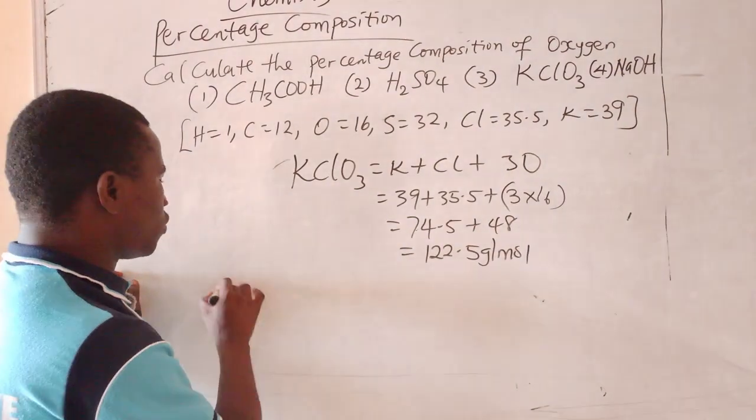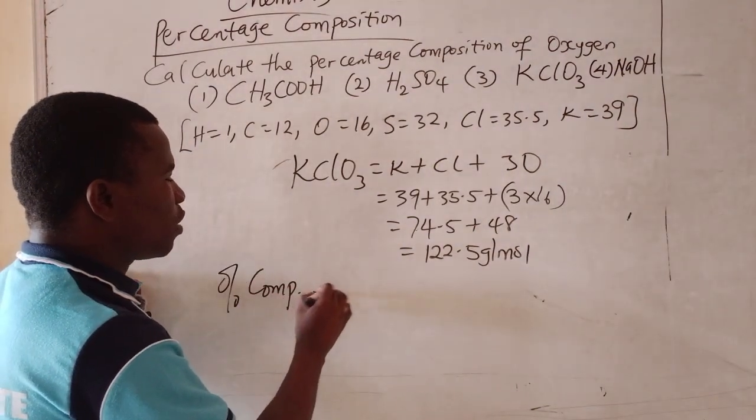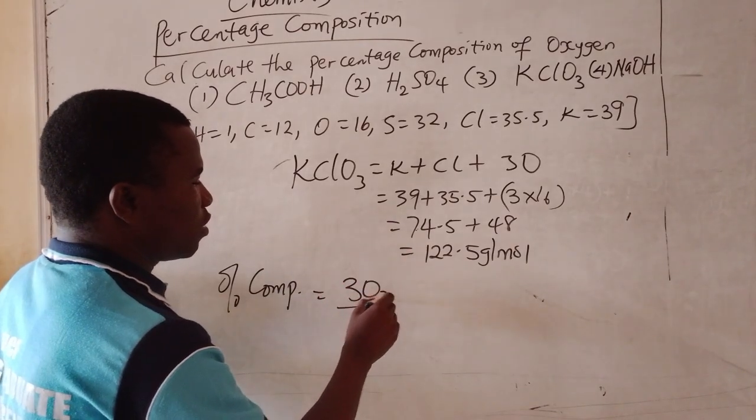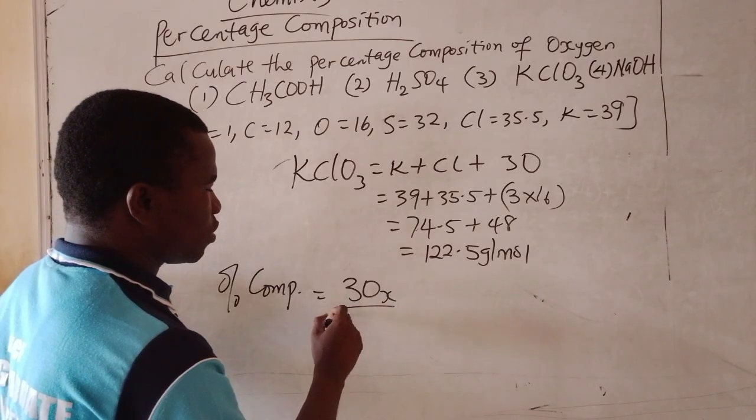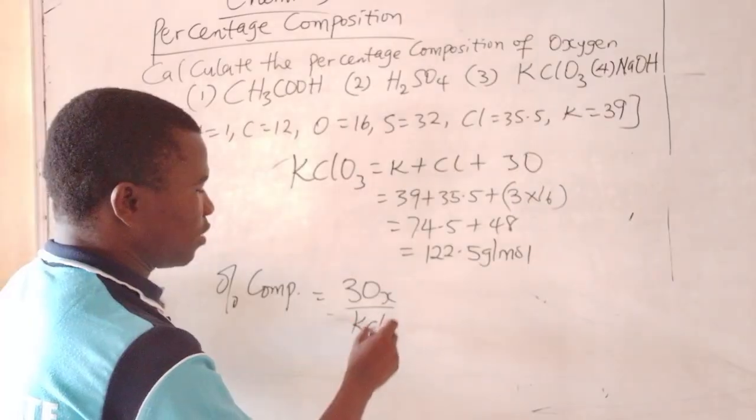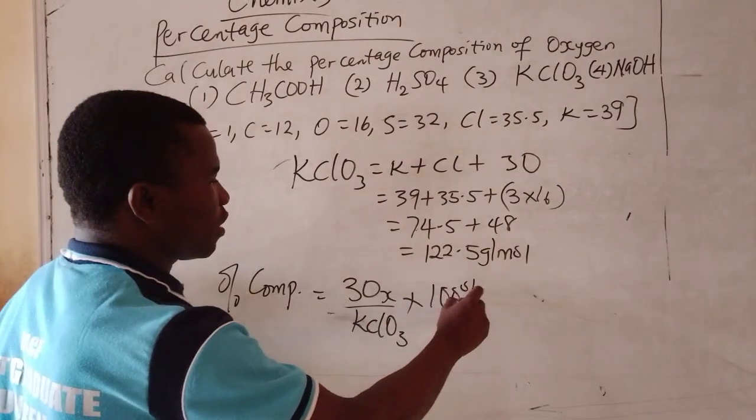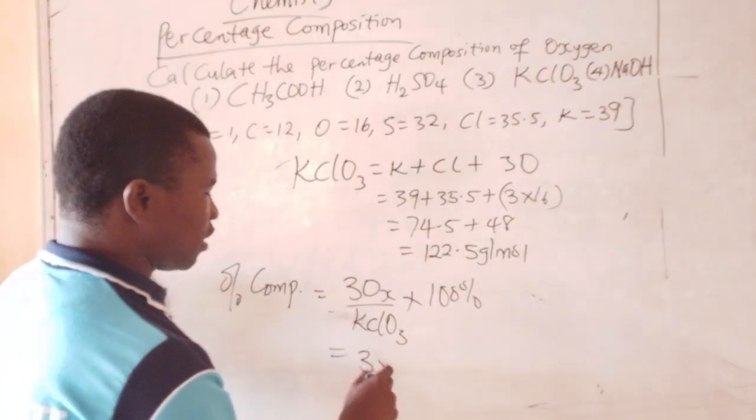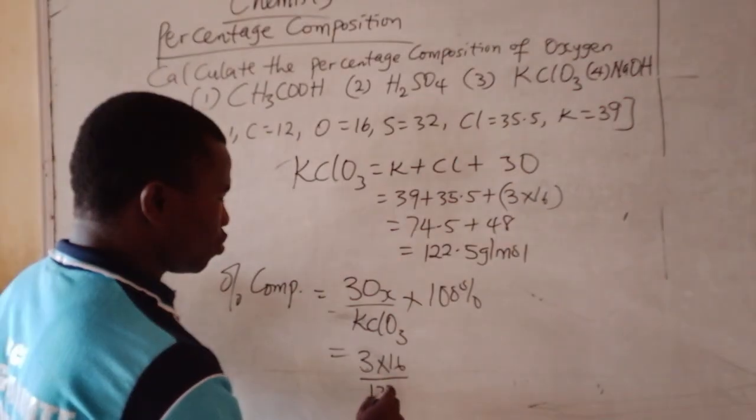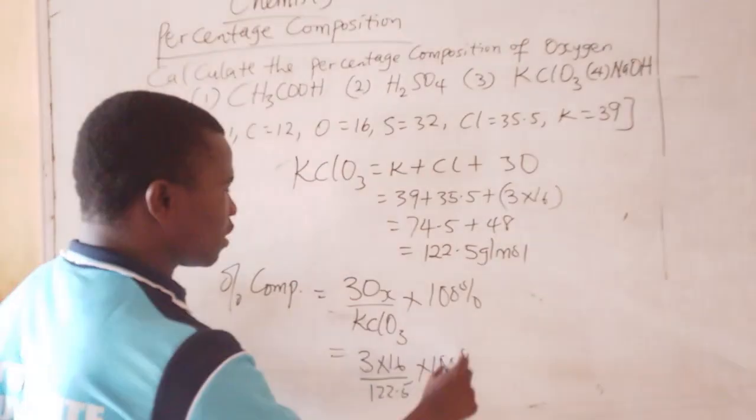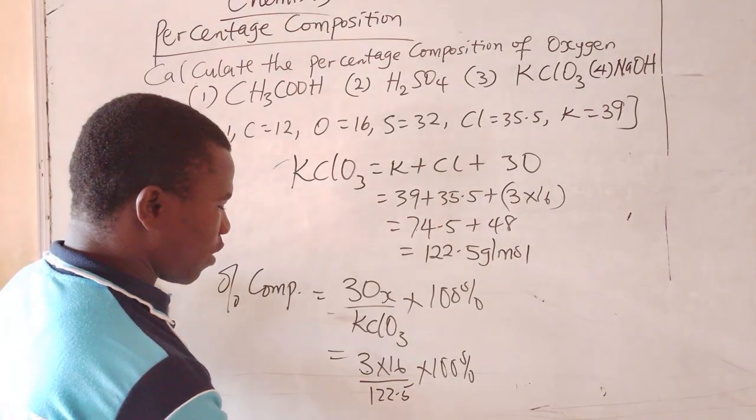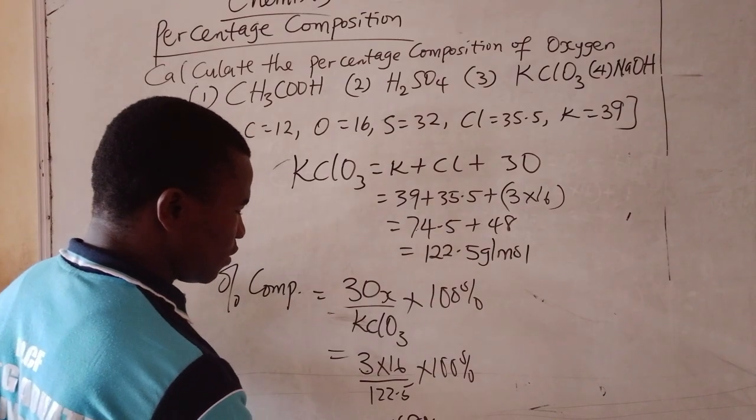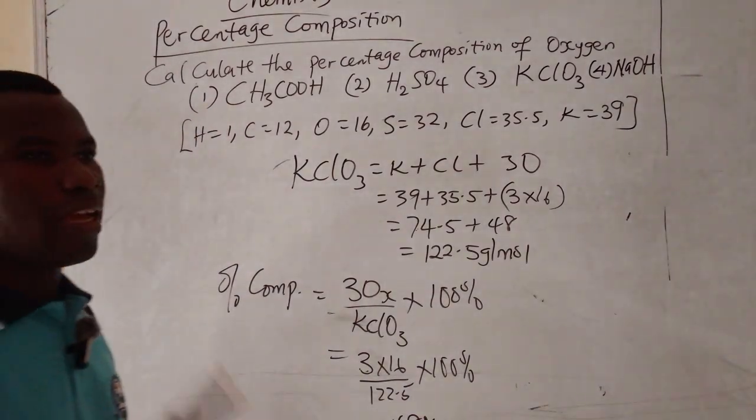Now the percentage composition of oxygen will be equal to the 3 oxygens that we have over the total mass of KClO3, times 100%. So what are we having here? 3 times 16, which is 48 as we have calculated, over 122.5 times 100%. When you do this very well, you're going to have 4800 over 122.5, and whatever you have there will give you your answer in 2 decimal places.